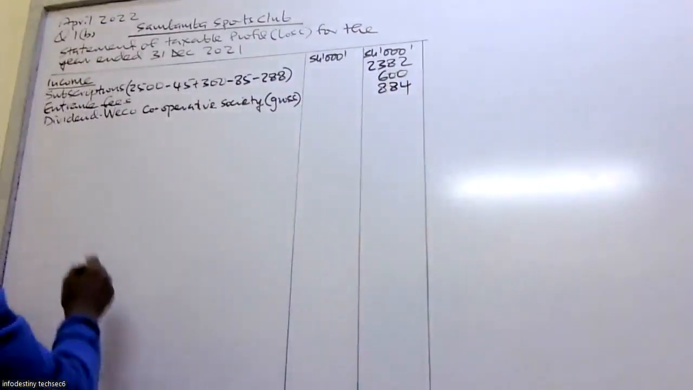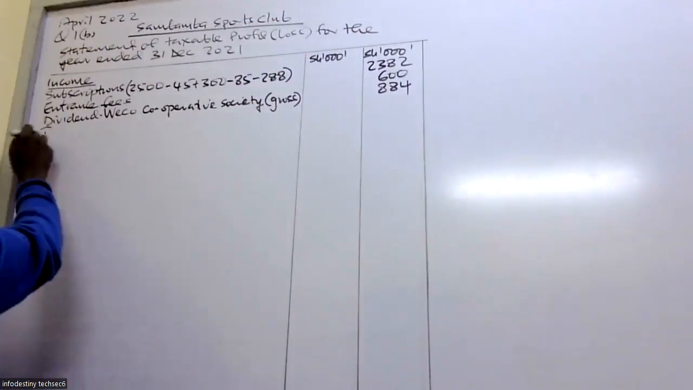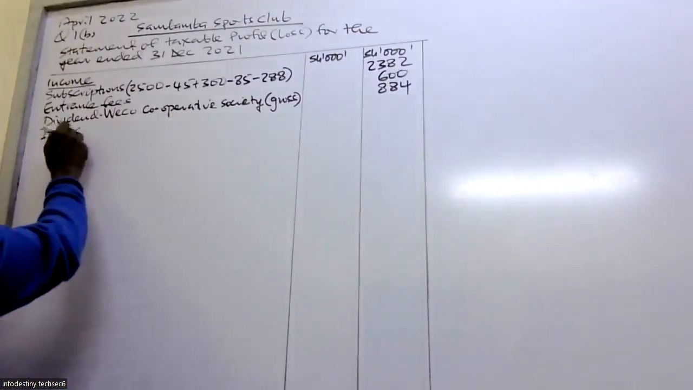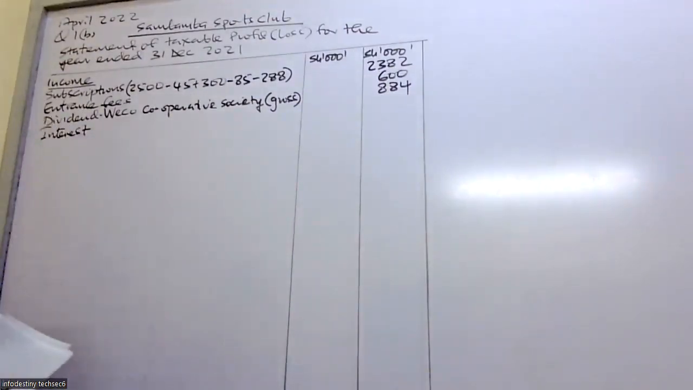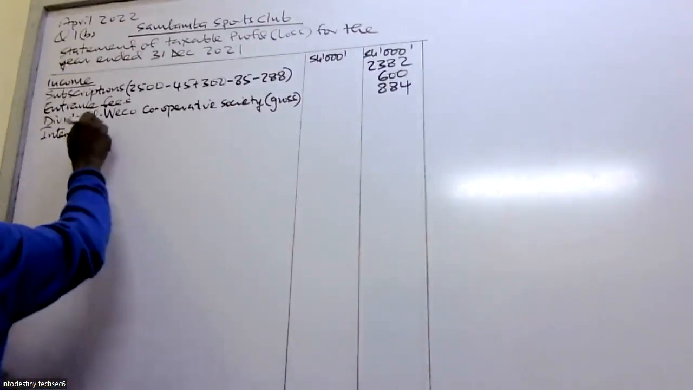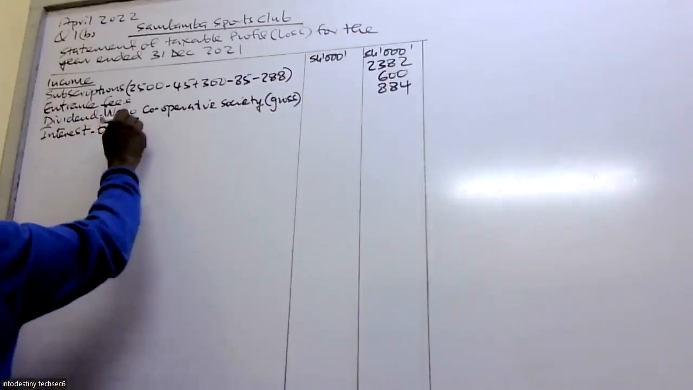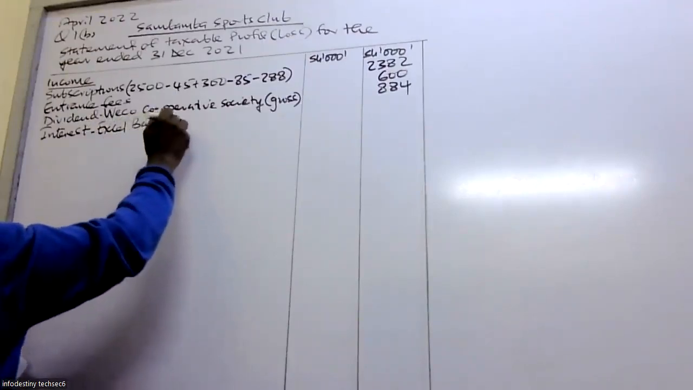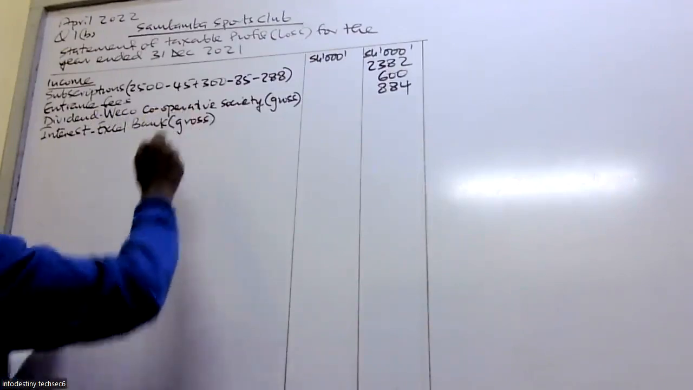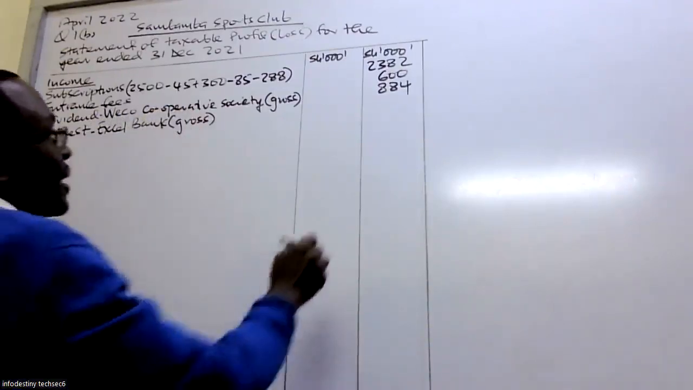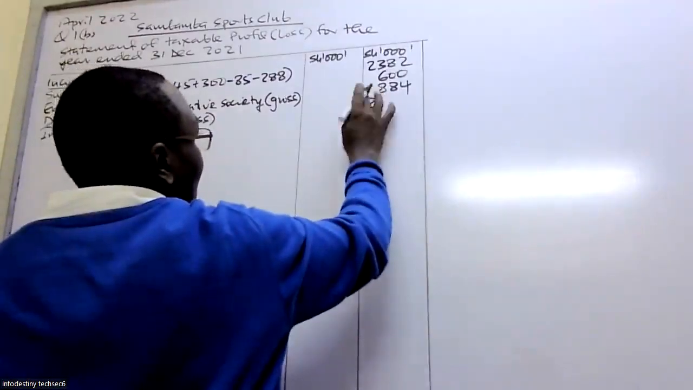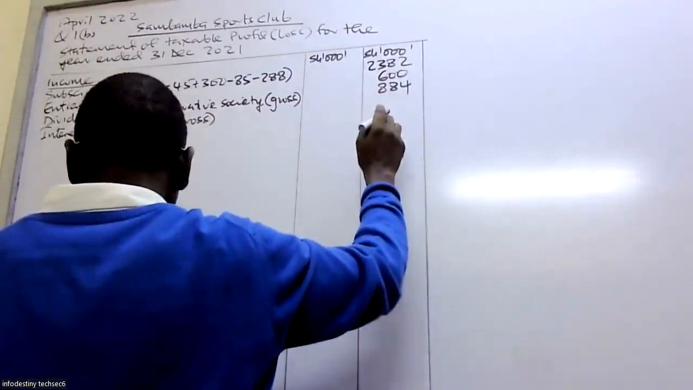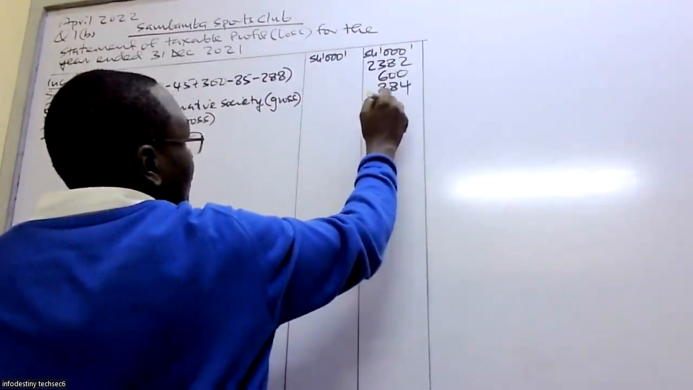Then there is interest. So interest is from Excel Bank. So interest is also taxed twice, and it's also the gross amount. So interest from Excel Bank is 2,140.